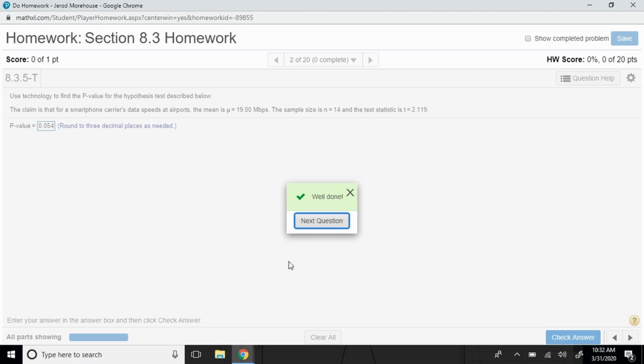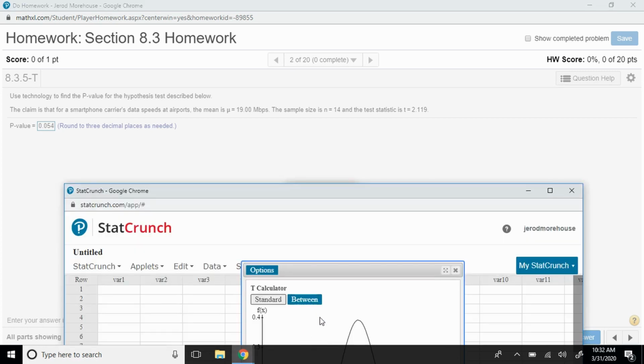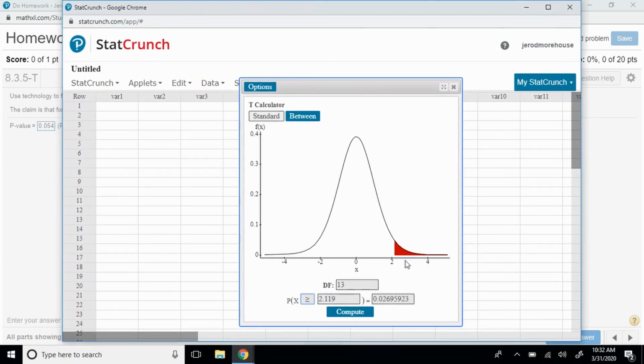If this was just a one-tailed test, let's go back over here to StatCrunch. If it was just a one-tailed test, this would be the entire p-value. Since it's two-tailed, we're going to use the area on the right, but we also want to know if it can be that value or more extreme to the left. So we double this area to get our actual p-value.